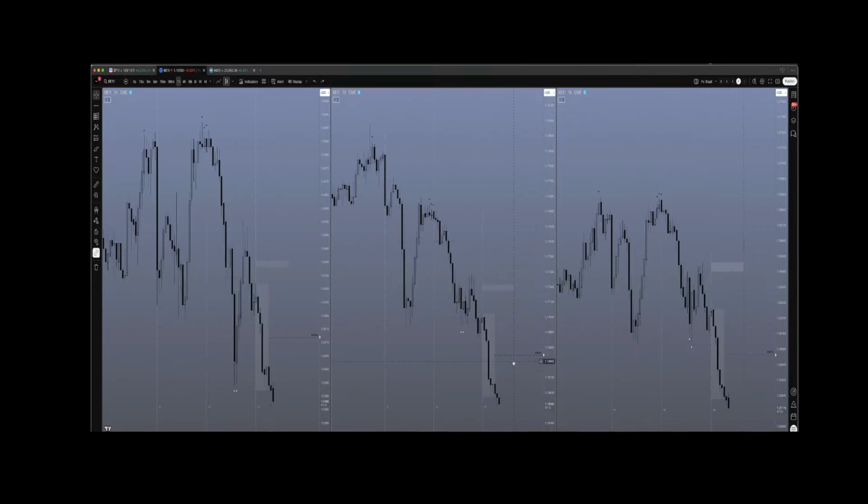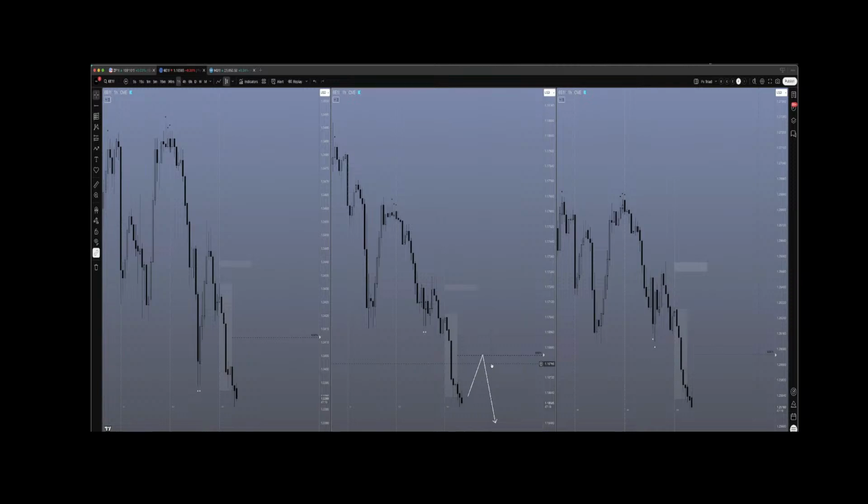So yeah, the reason for this idea is that we've got two out of three assets closed below previous day's low. So basically I'm looking for something like this into this level to fade the move, continuation down.